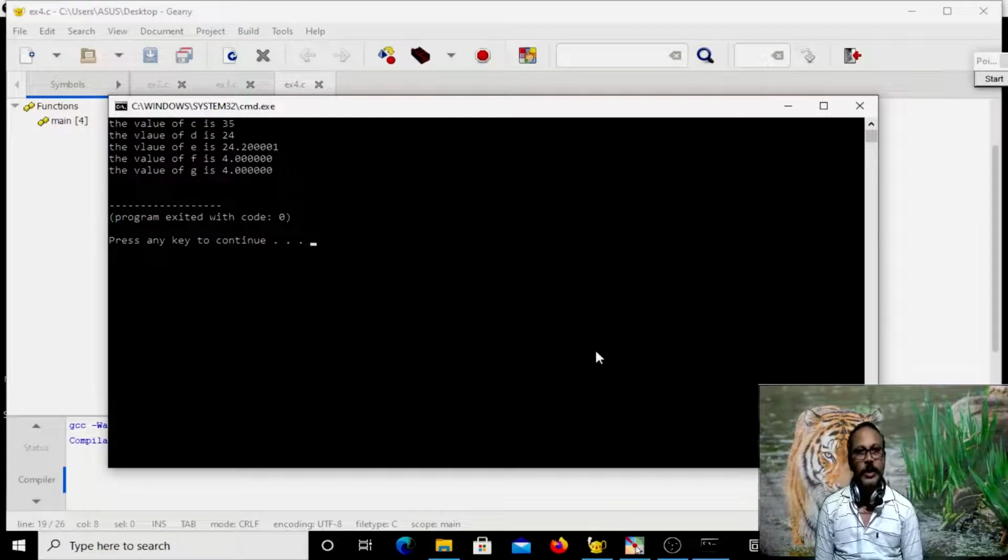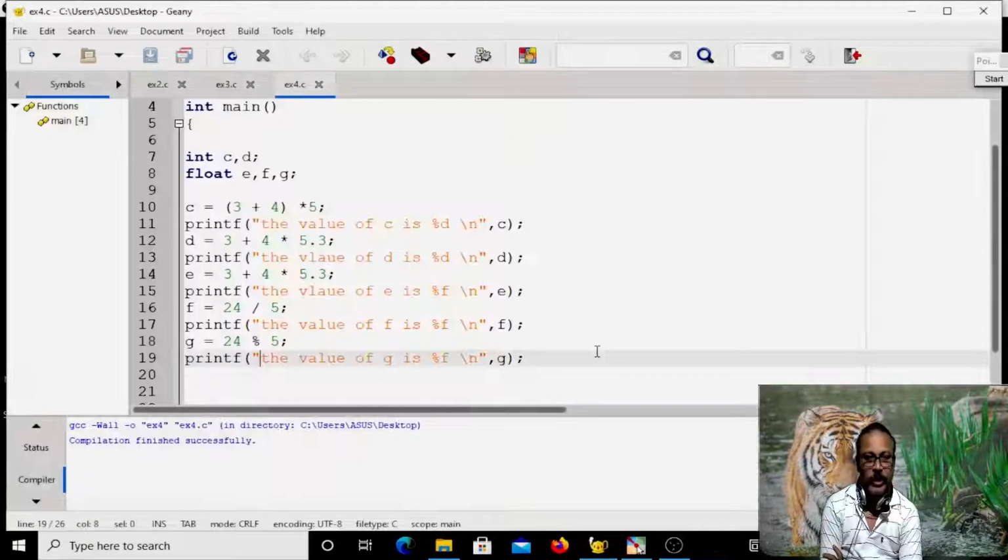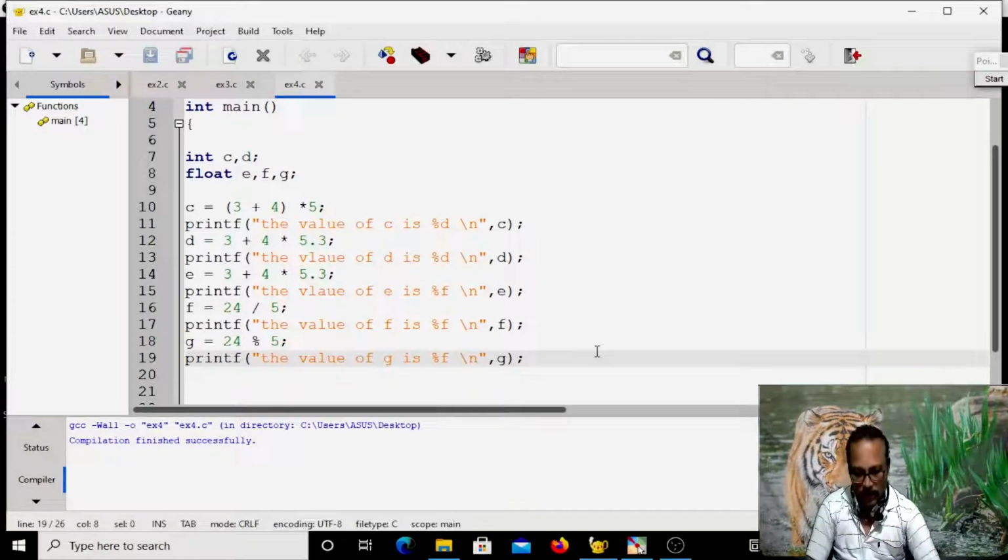Here you can see the quotient is 4, the remainder is also 4. 24 by 5: quotient is 4, remainder is also 4. So if you want to get the remainder, you have to use the percentage operator. If you want to get the quotient, you have to use the slash operator. So F is equal to 24 by 5 gives 4, not 4.8 as in mathematics. Okay.